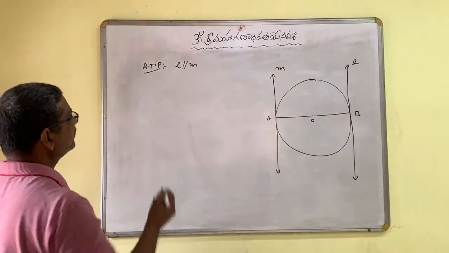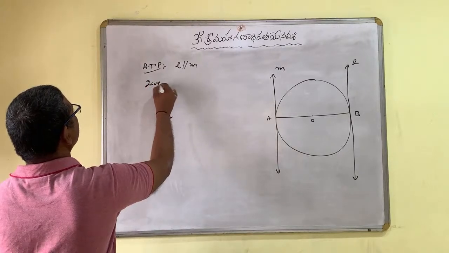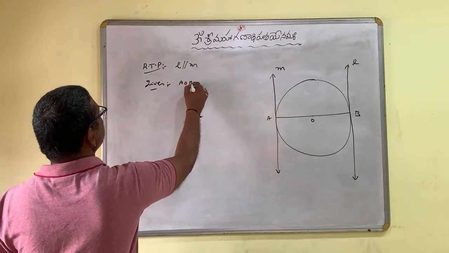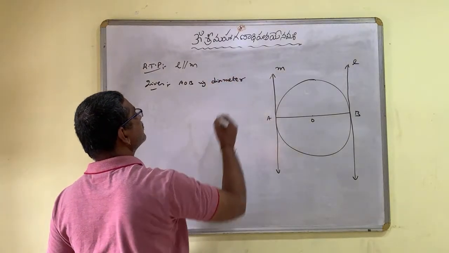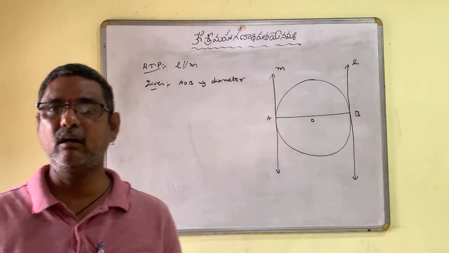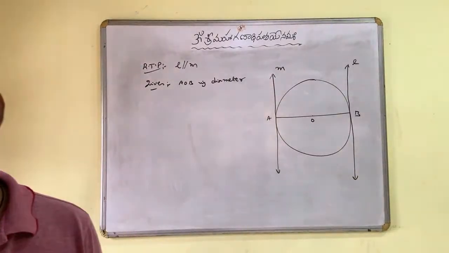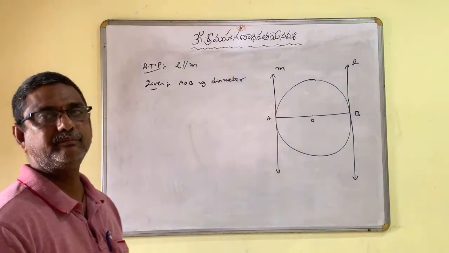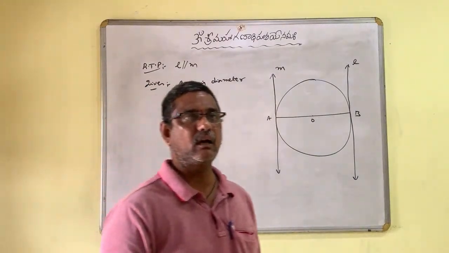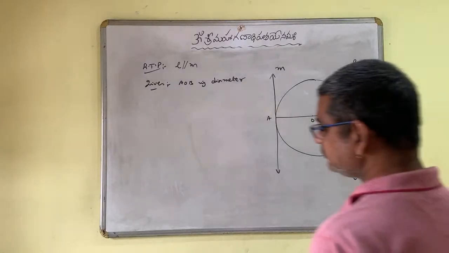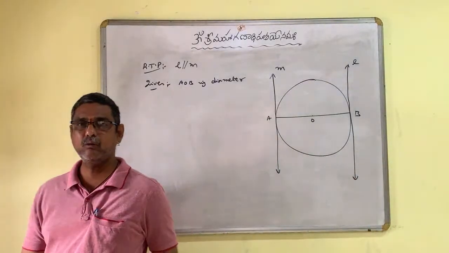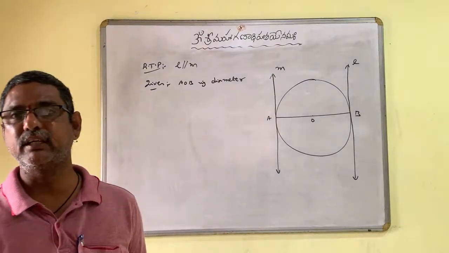And what is given? AOB is the diameter, and two tangents are drawn at the endpoints of the diameter. That is what is given. We need to prove those two tangents are parallel to each other.